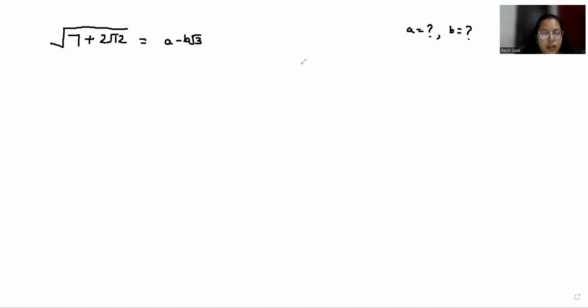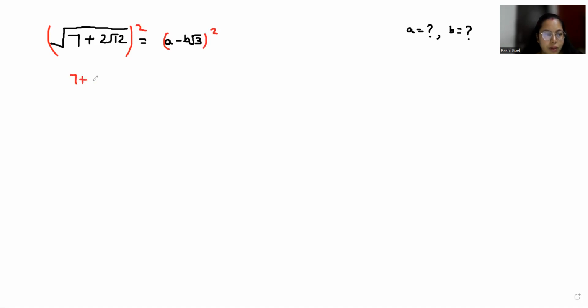My name is Rashi Goel and in this video we are going to solve 7 plus 2 root 12 is equal to a minus b root 3 whole square, and we have to find the values of a and b. So let's start with today's video solution. First, I'm going to square both sides.